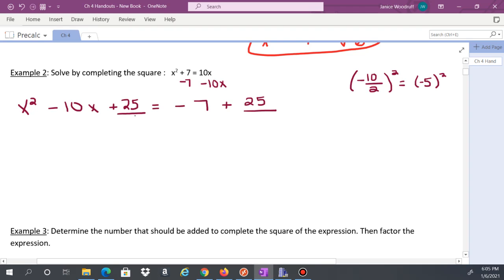Then we're going to factor on the left. We've got two factors. This should be a perfect square trinomial that multiplies to positive 25 and adds to negative 10. That's going to be what? Negative 5, yeah. So x minus 5 squared, because negative 5 times negative 5 gives me a positive 25, and negative 5 minus 5 gives me negative 10. And then what is negative 7 plus 25? 18.